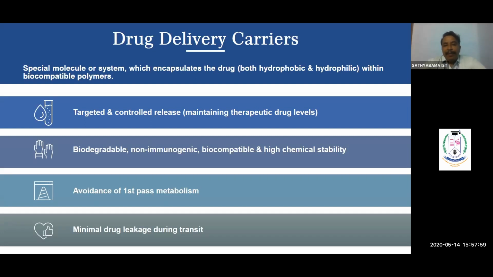At the same time, it should be non-immunogenic. I previously told you that when any component enters the system, it should not react or induce antibody production inside our body. So there is always a question, right? What happens if the antibody is produced? Most of the drugs will get lost during the fight, and will not reach the target either.